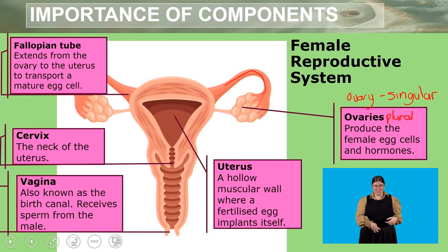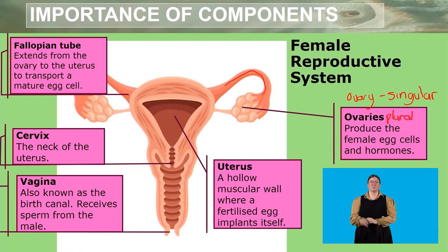We then have the uterus. It is also known as the womb, and if a female falls pregnant, this is where the baby is kept. So the uterus is a hollow muscular organ where a fertilized egg implants itself.